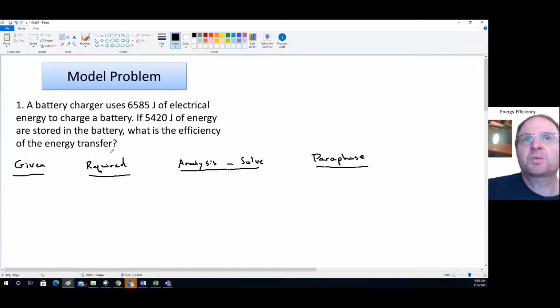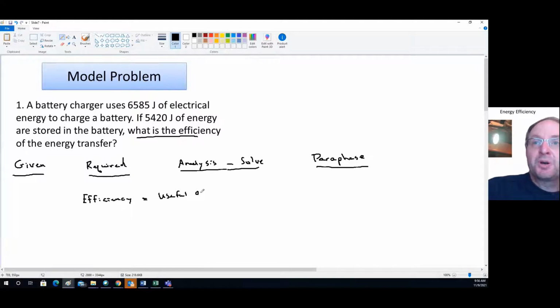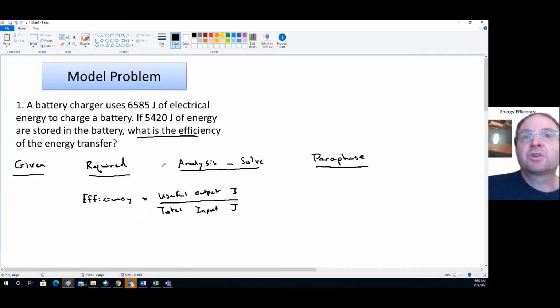I like to start with what's required. Looks like we're looking for efficiency. And, you know, put down the formula right here. This is required and analysis all in one, but it's a good process if the question is this direct and it's telling us find efficiency. Okay, so to solve for efficiency, useful output energy, right? So your useful output divided by your total input energy. And it looks like it's in joules this time. Make sure they're both in joules, and looks like they are, so there's no conversion required.